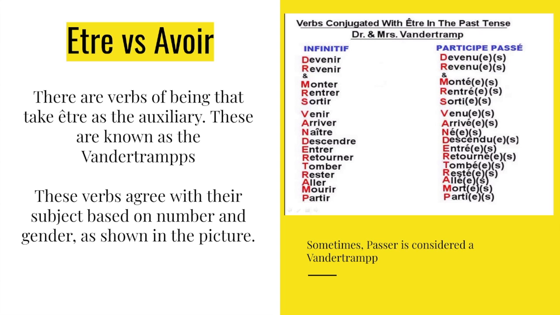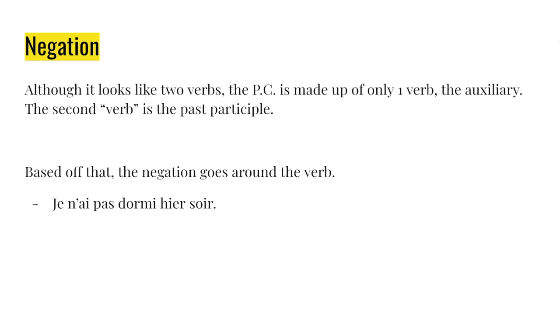So with these, you use être, you conjugate it the same way you would conjugate avoir, and you have the past participle, but you would have an E if your subject is feminine or an S if your subject is plural. Although it looks like the passé composé is made up of 2 verbs, there's only one verb, the auxiliary, être or avoir. The second verb is a past participle. Now knowing that, it's easy to figure out how negation is very simple. The negation just goes around the verb. So for example, you would say, Je n'ai pas dormi hier soir.